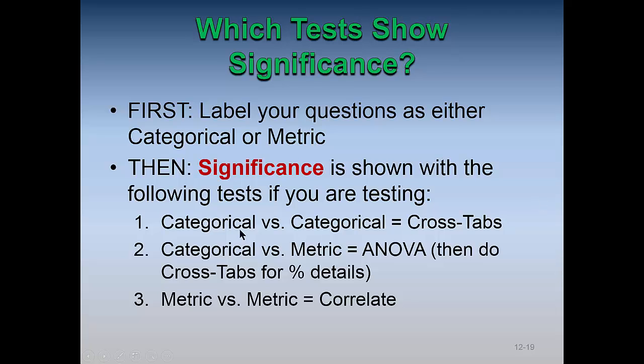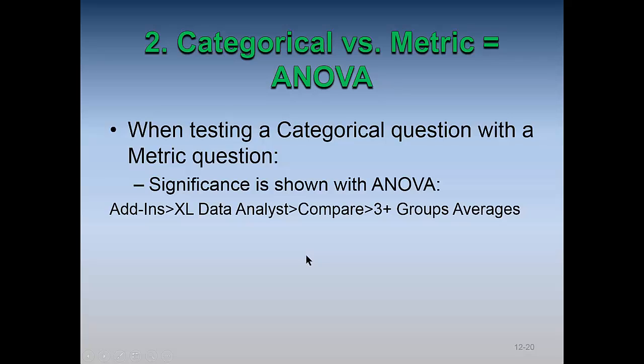Okay, in the last video we did the categorical versus categorical significance test, and now we're going to do the categorical versus metric. So when we do that, we're going to use XLData Analyst, and we'll run the difference. The significance, if there is a difference, is shown using the ANOVA, and that tool is located in XLData Analyst under Add-ins, XLData Analyst, Compare 3+ Groups Average.